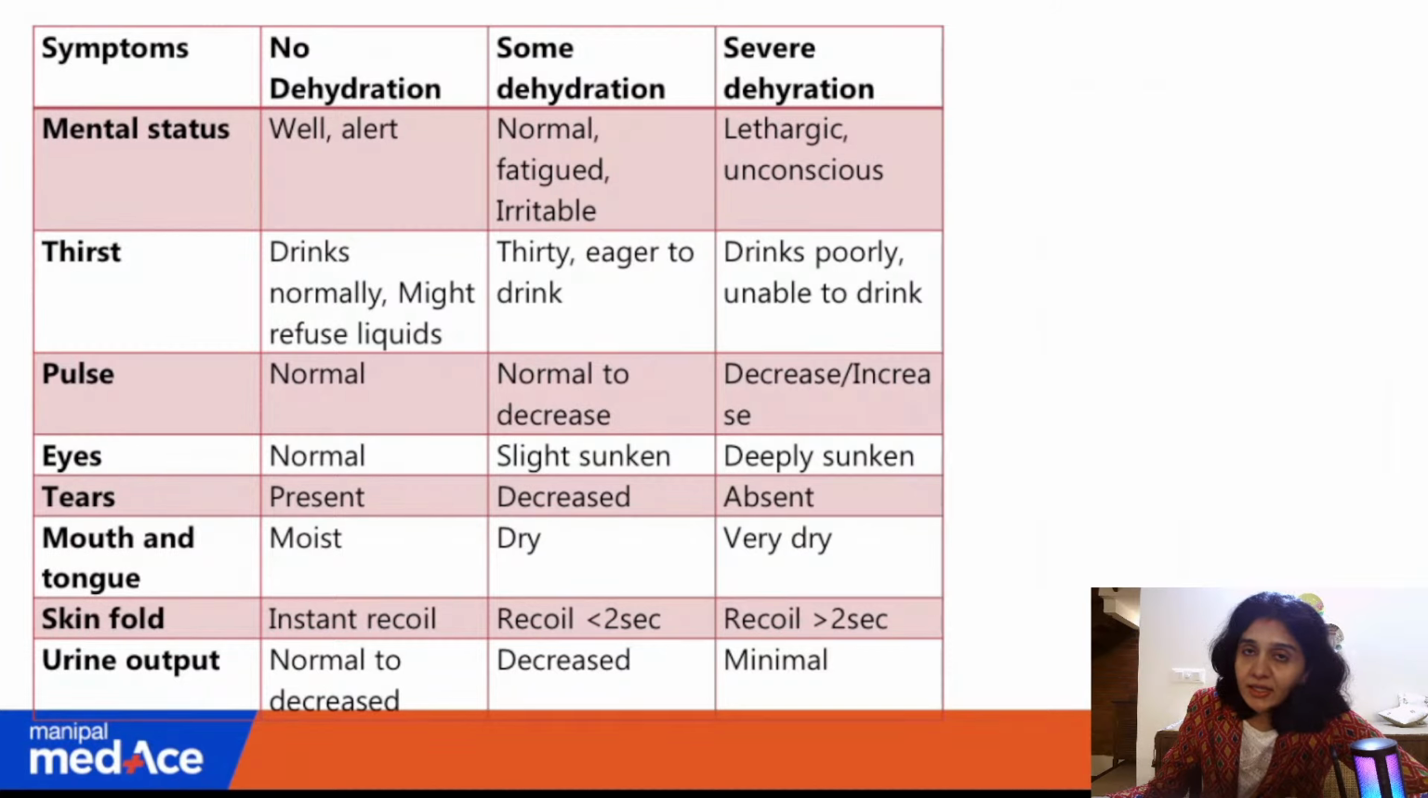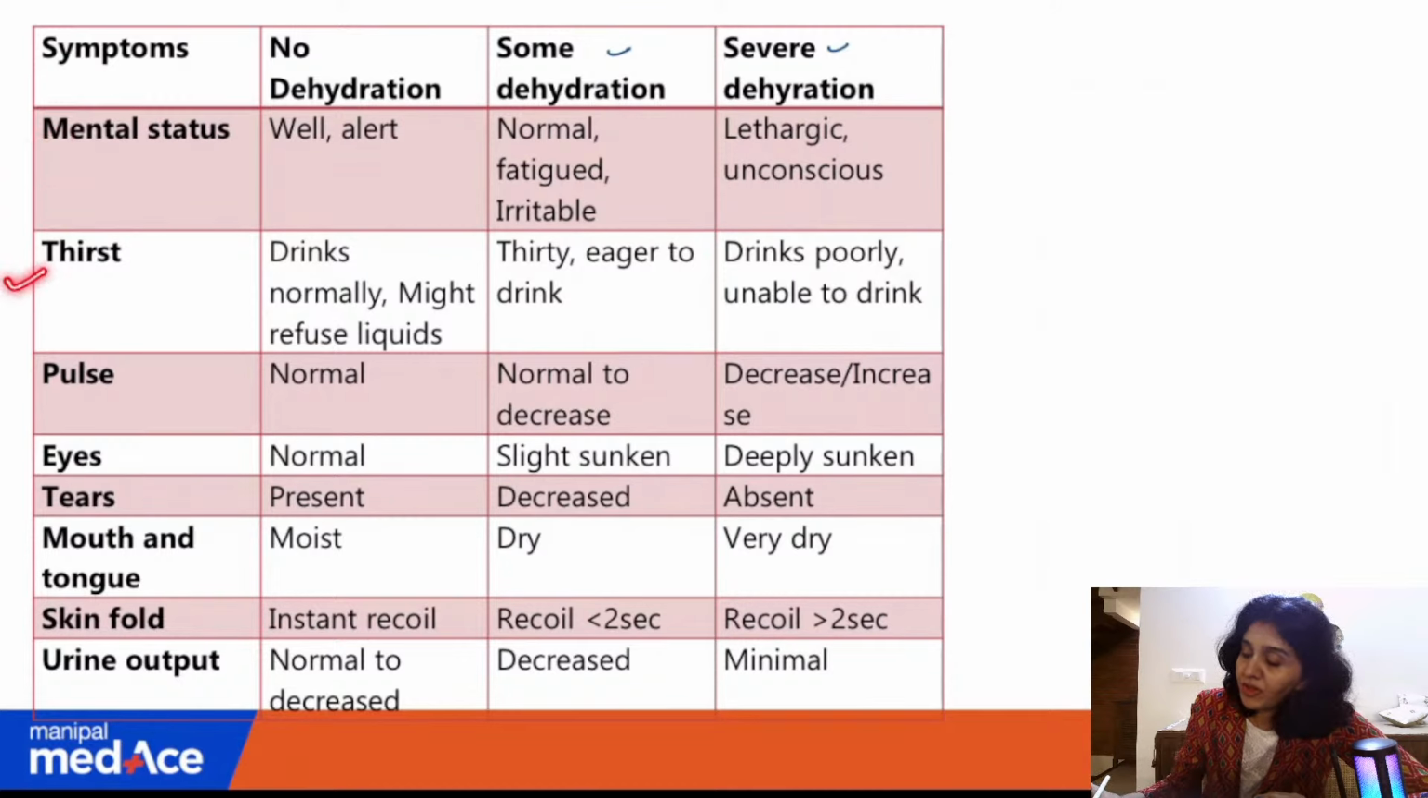There are 3 categories: no dehydration, some dehydration and severe dehydration. Actually, mild, moderate, severe was used previously. So basically there is some and severe. In case of no dehydration, the mental status is alert, it's well. Some dehydration, normal, fatigued or irritable. In case of severe dehydration, lethargy or unconscious. Unconsciousness also can be seen in severe dehydration. So this is with respect to mental status.